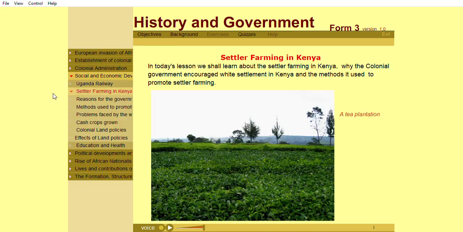In today's lesson, we shall learn about the settler farming in Kenya, reasons why the government encouraged white settlers, and the methods used by the colonial government to promote settler farming.